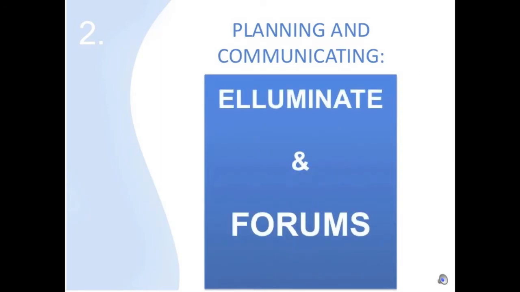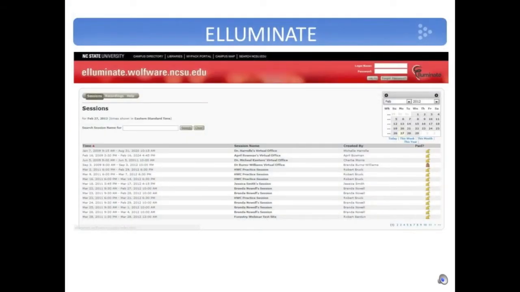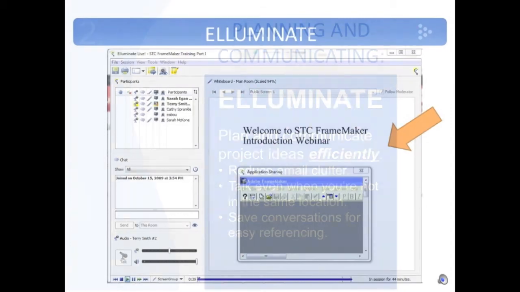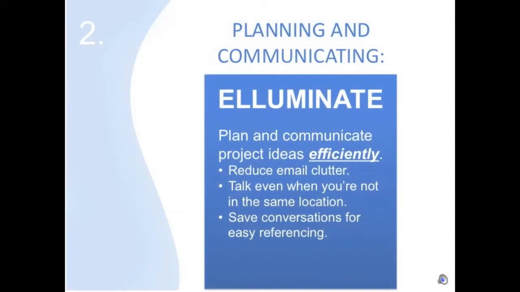First, Elluminate. Your instructor can set up a time within Elluminate that you and your group members can log into. Simply use your NC State ID and see this space. There's great features. There's a whiteboard, a microphone so that you can actually speak to one another, a text chat area, and you can share applications in Elluminate so you can look at whatever project it is that you're working on. Elluminate is great because it allows you to plan and communicate more efficiently.